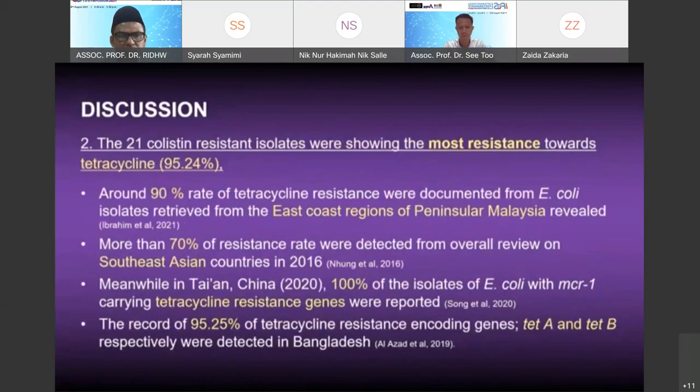Next, the 21 colistin-resistant isolates showed the most resistance towards tetracycline, which is about 95.24%. Around 90% tetracycline resistance was also documented from the E. coli isolates retrieved from the East Coast regions of Peninsular Malaysia, revealed by Ibrahim in 2021. More than 70% resistance rate was detected from an overall review on Southeast Asian countries in 2016. Meanwhile, in Tai'an, China, 2020, 100% of the isolates of MCR1-carrying E. coli were reported as carrying tetracycline resistance genes. And a record of 95.25% of tetracycline resistance encoding genes, which are tetA and tetB respectively, were detected in Bangladesh.